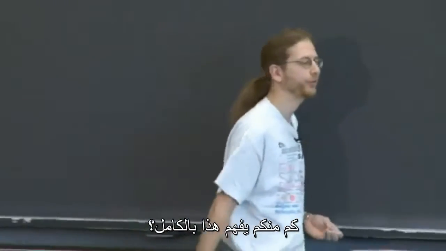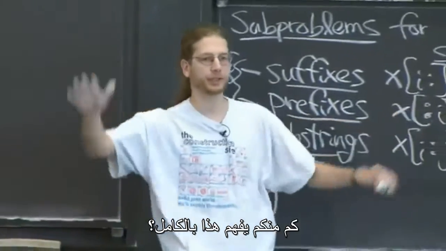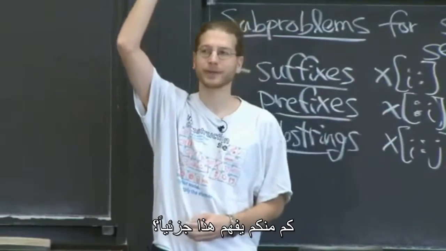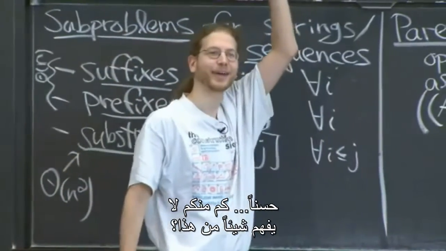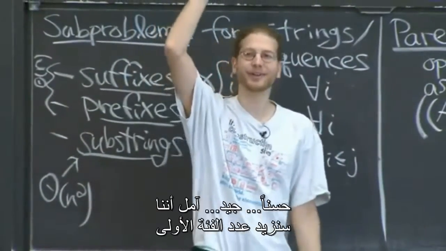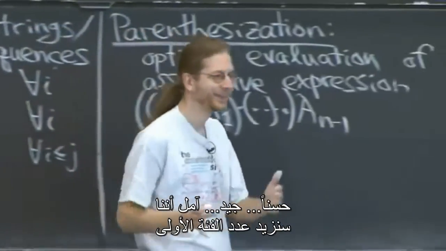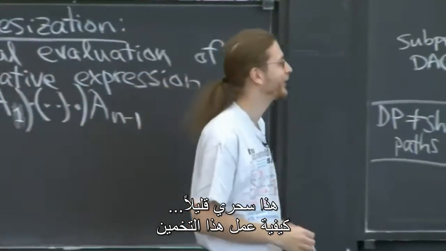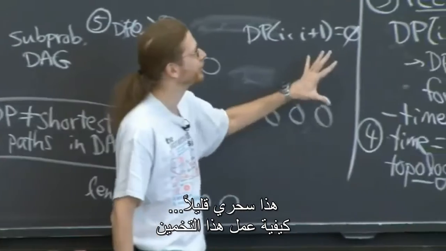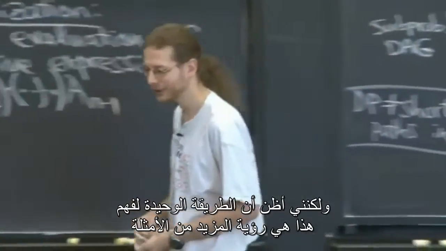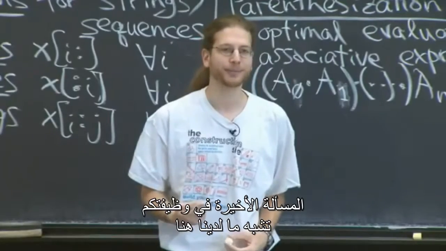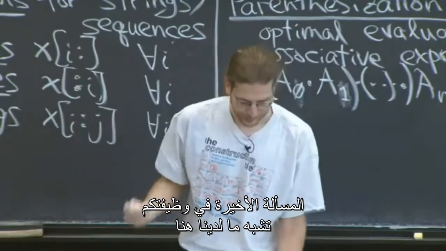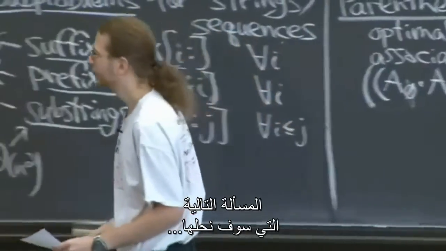How many people is this completely clear to? OK, how many people does it kind of make sense? OK, how many people it doesn't make sense at all? OK, good. Hopefully, we're going to shift more towards the first category. It's a little magical how this guessing works out, but I think the only way to really get it is to see more examples and write code to do it. The latter is your problem set. Examples is what we'll do here. So next problem we're going to solve.